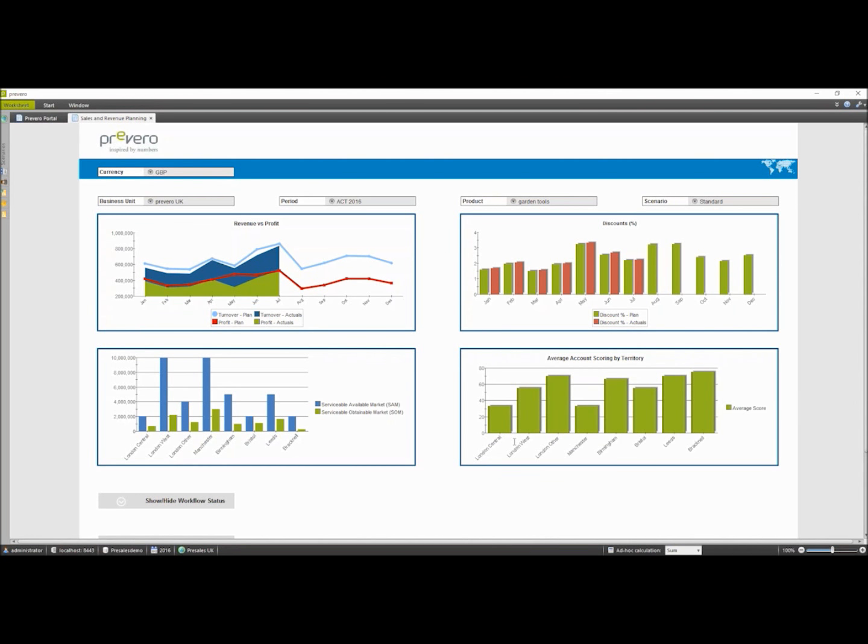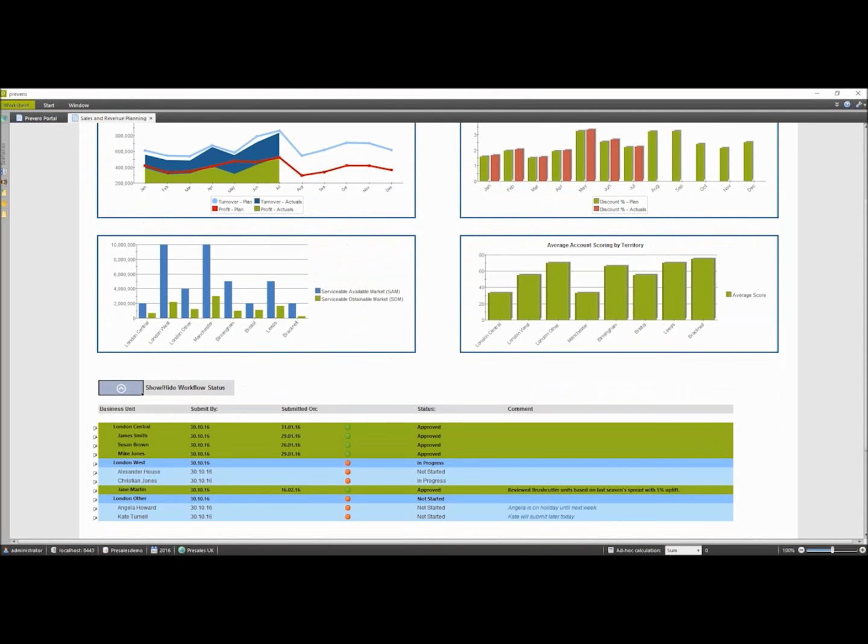Now, in terms of moving on to looking at some areas around sales and revenue planning, I'm going to move to a module here that shows us some key elements around that subject. You can see we've got another dashboard, so some familiar charts there, but also some charts showing me my SAM and my SOM, as well as some average account scoring by territory statistics. So again, we're moving into the sales side, so this is a bit more relevant to the sales and revenue planning area.